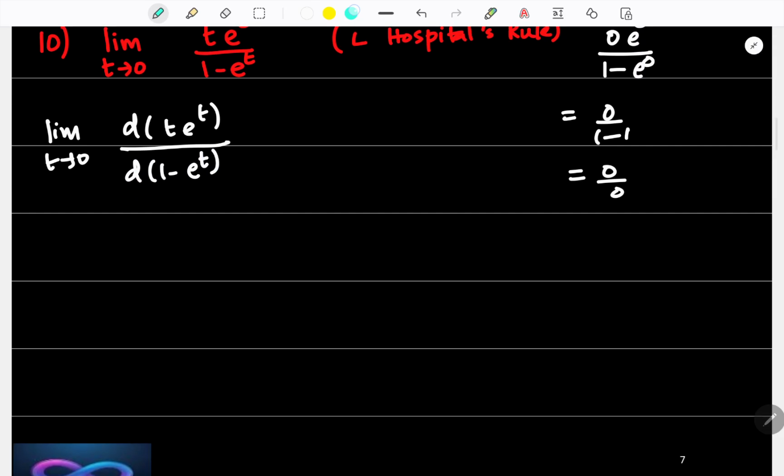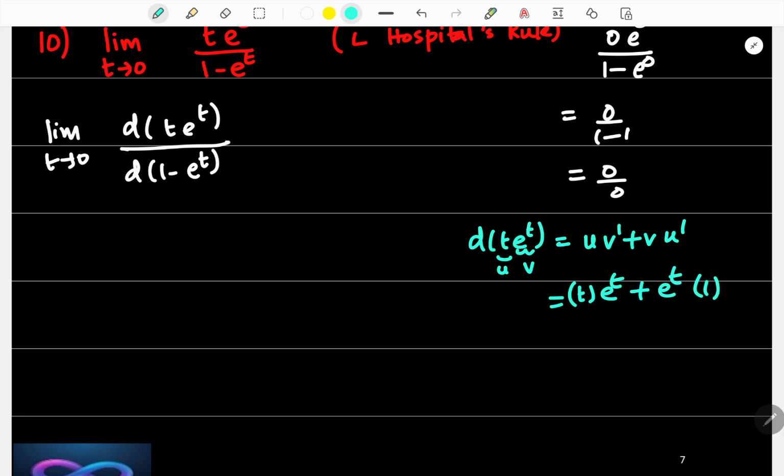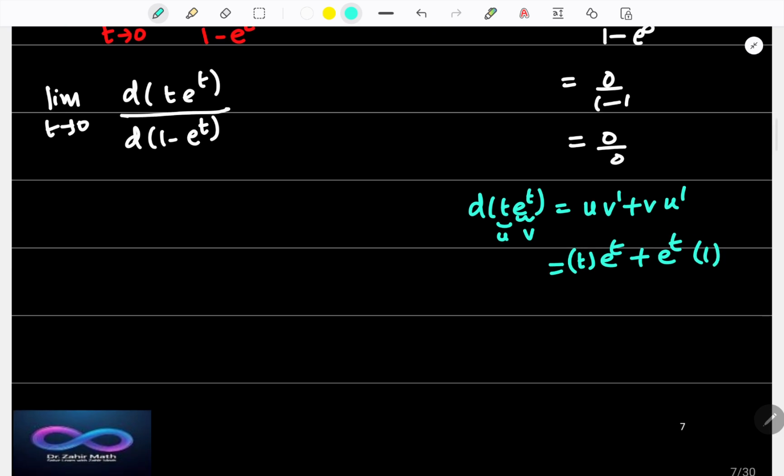Right. Now look here. What is the differential of t e power t? This is of the form uv, right? So what is the uv rule? u times v dash plus v times u dash. So what is your u? t. Differential of e power t is e power t. What is v? e power t. Differential of t is 1. So let's apply here. Limit t tends to 0, t times e power t plus e power t. I just apply this one here, okay?